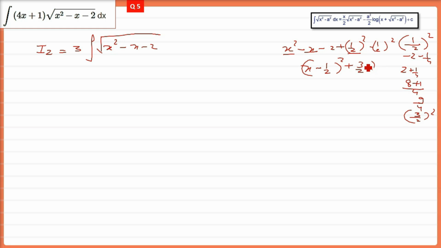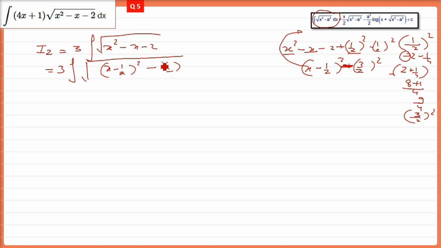We need a perfect square. That's why I have written 3 by 2 whole square in place of 9 by 4. And this negative was taken outside, if you remember. So it's not positive, it's negative. So x minus half whole square minus 3 by 2 whole square. Now the under root x square minus a square formula is already being projected in front of you. You can employ this formula and use the direct result.